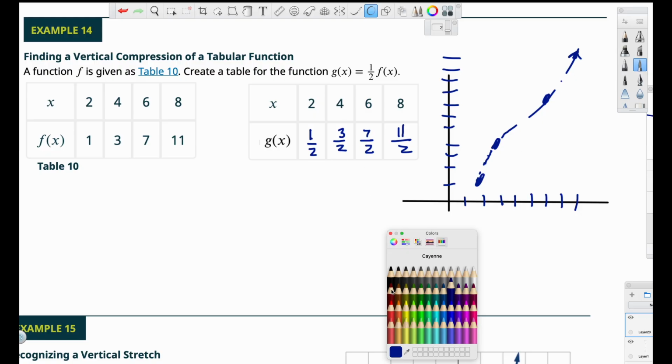And then this one right here is going to get compressed. I'm taking half of all of these. So instead of 2, 1, it's going to be 2, 1/2. So it's half of that distance from the axis. Instead of 3, it's 3/2. Then 7/2. It's just going to be half this distance. 11/2. Something like this, right? So this graph's going to look like this. Everything is just getting compressed because the constant is 1/2.